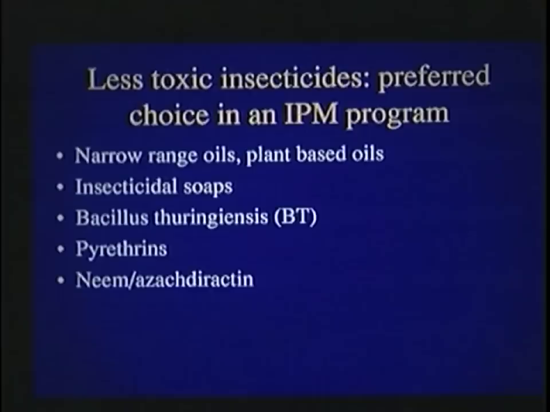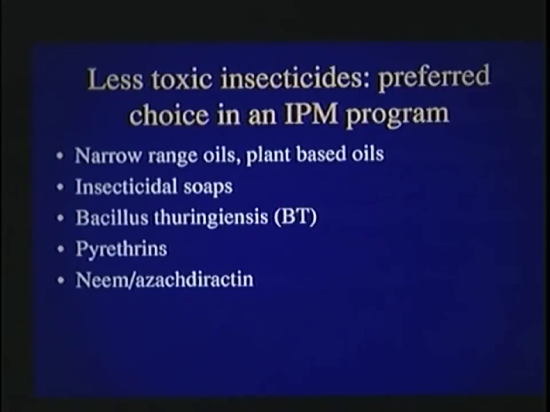The insecticidal soaps are not quite as effective as the oils, but they're easier to use. They come in these little spray bottles, and you can just squirt them on. So they're very convenient for using on herbaceous annual plants. To use the oil, you have to have pressurized equipment, and you've got to get it all out there. And so usually oils are used on trees. BT, Bacillus thuringiensis, we talked about, and pyrethrum and neem also.